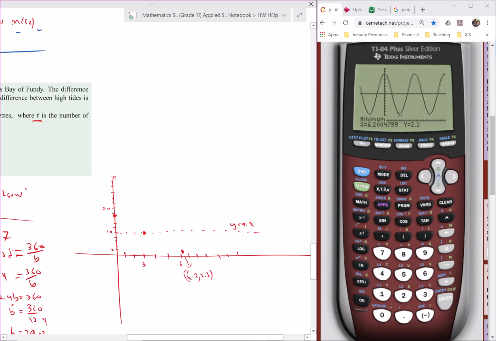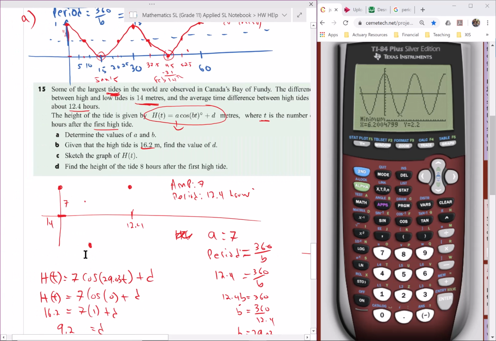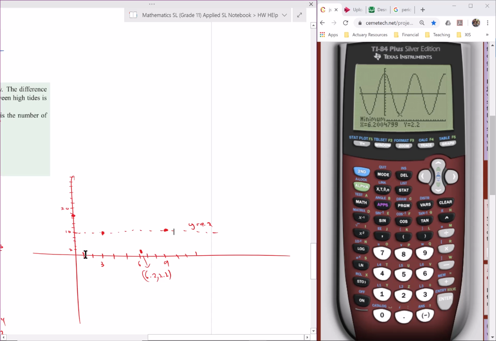Right, so meaning that after 6.2 hours, the height of the water will be 2.2 meters. And then you notice how that occurred 3.1 hours later. So if we go another 3.1 hours, that would be 9.3, right? That should put us back here. If we go another 3.1 hours, that should be one period, which in this case is 12.4. We should be back at 16.2, right?